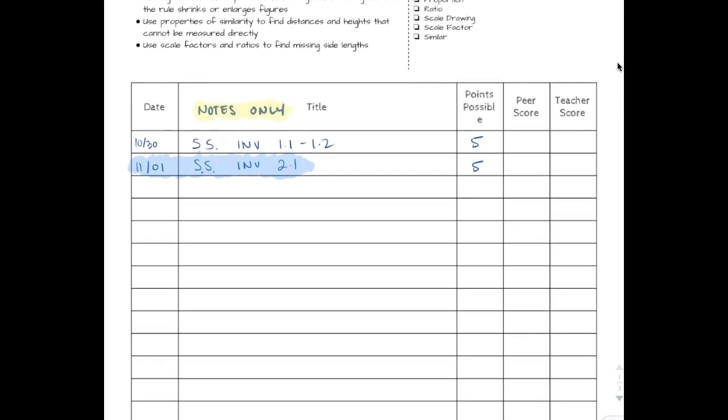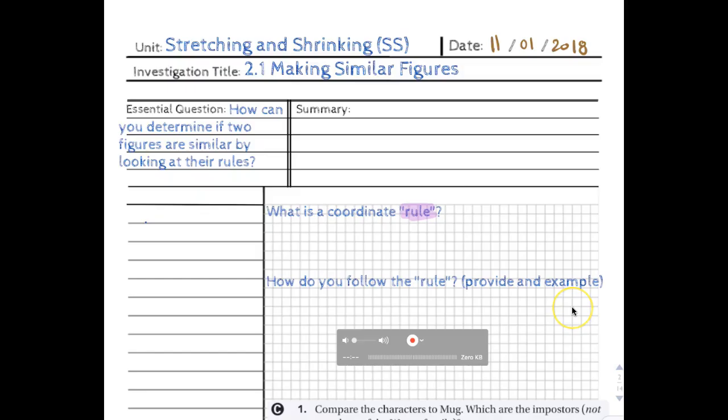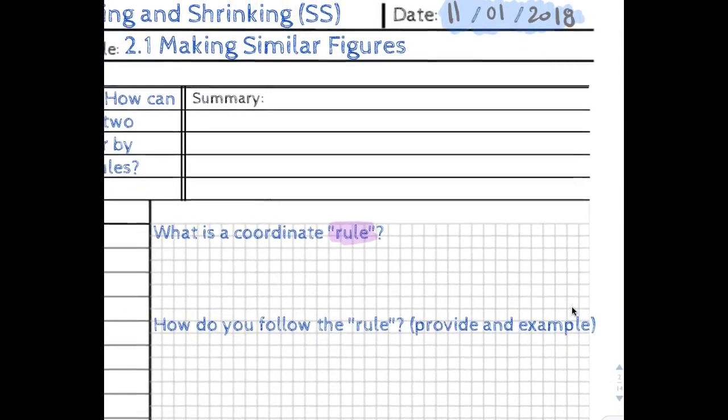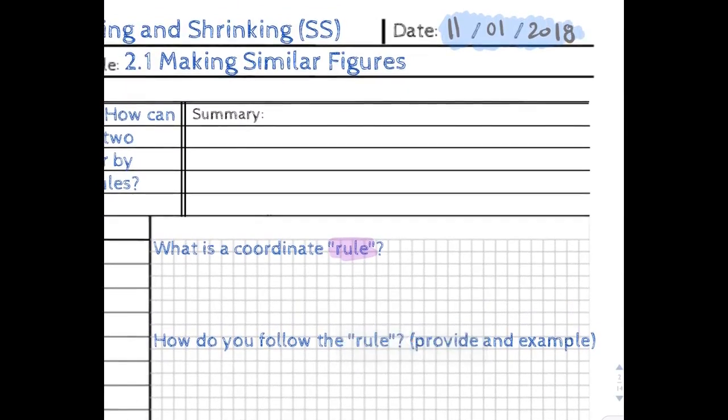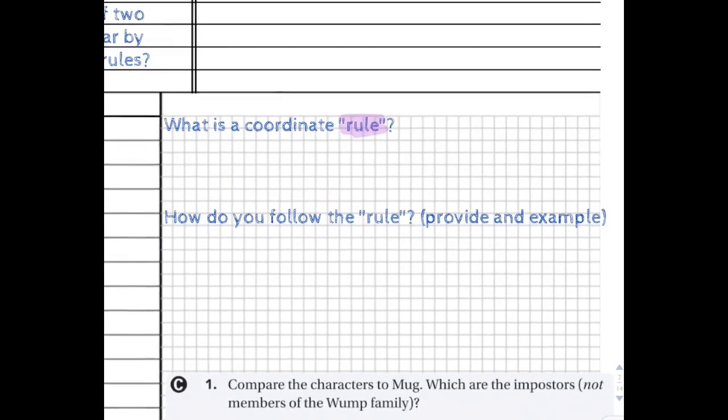All right, moving on. Today we are doing 2.1. It looks something like this, so your notes will look like this. Today's date is the 1st of November 2018. And these are some rules that we have to think about for the lesson today. The rule it asks for, we're going to talk about as we go through the lesson. It asks you, how do you follow the rule?